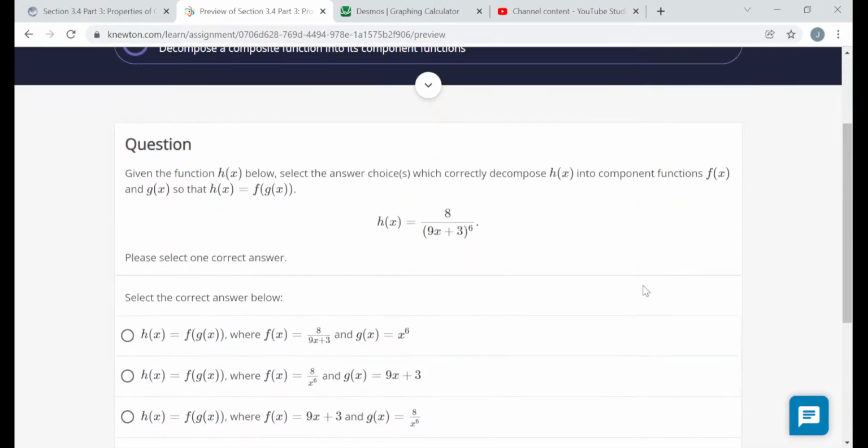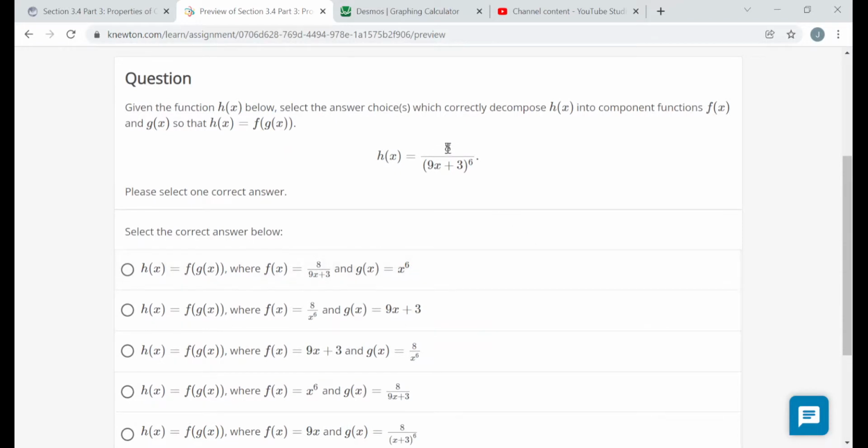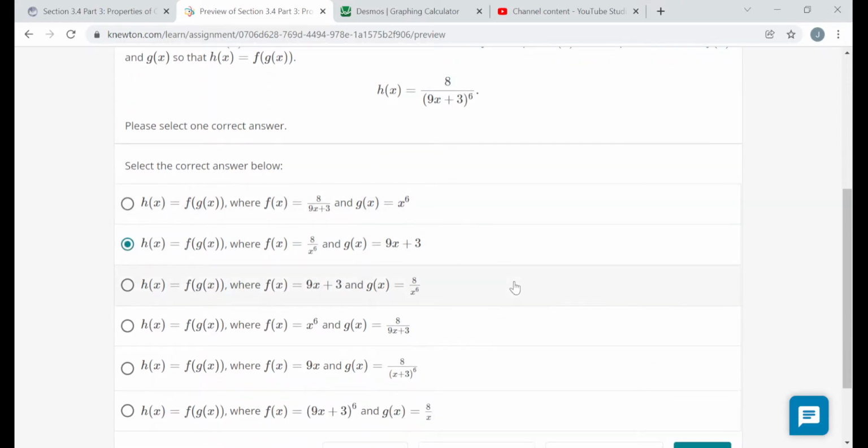Alright, and then same one more of these here. So 8 over x to the 6th, if that was f and g was 9x plus 3, that would work. So this option. Let's see. Not, that would be 9x to the 6 plus 3 in the denominator. No. Nope. Not quite, because we don't have 8 to the 6th power in the numerator. And no, not here either. Well, it looks like only the one option.